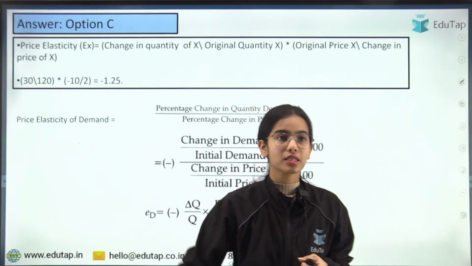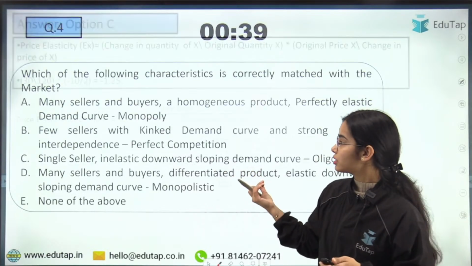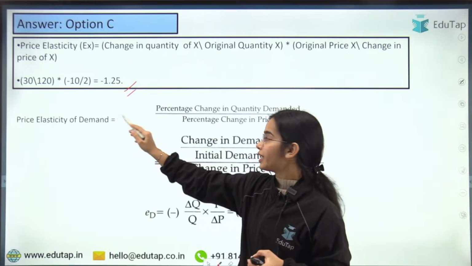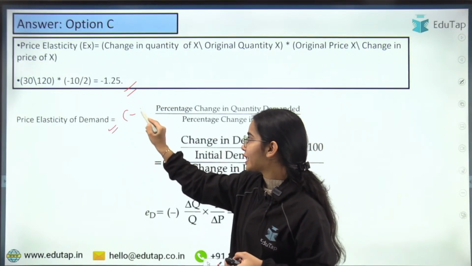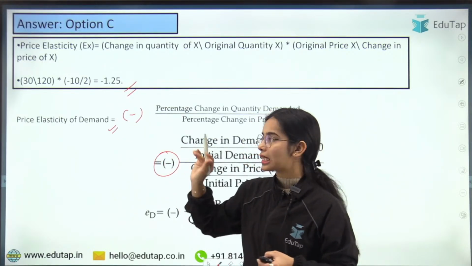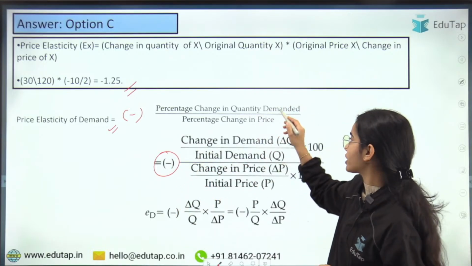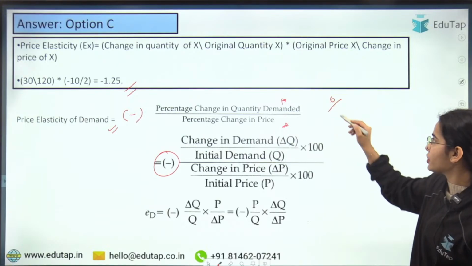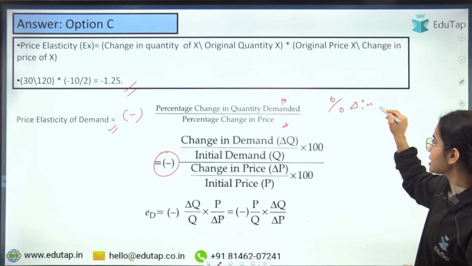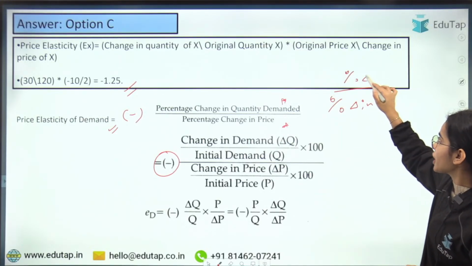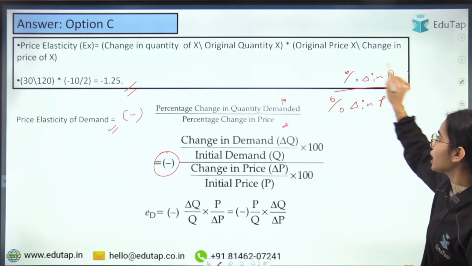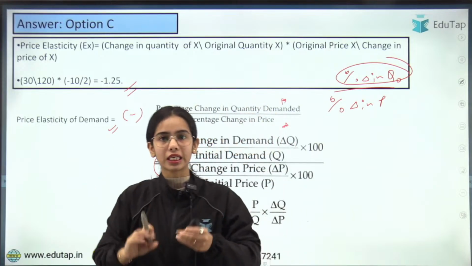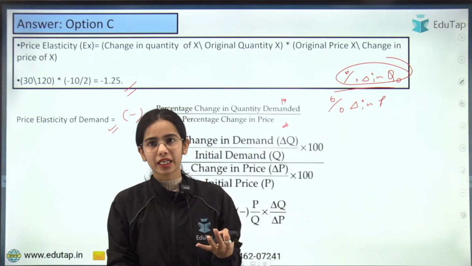The answer is C here. So the price elasticity of demand is 1.25. The price elasticity of demand has a negative sign that shows that there is an inverse relationship between the quantity demanded and price. The formula is that with the percentage change in price, there is percentage change in quantity demanded. If the percentage change is given, you can directly use that.